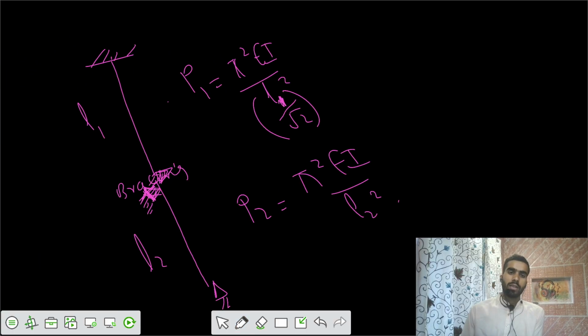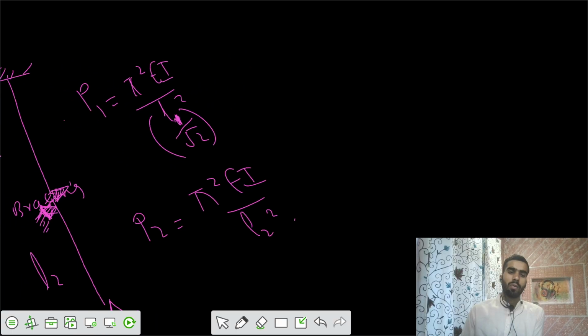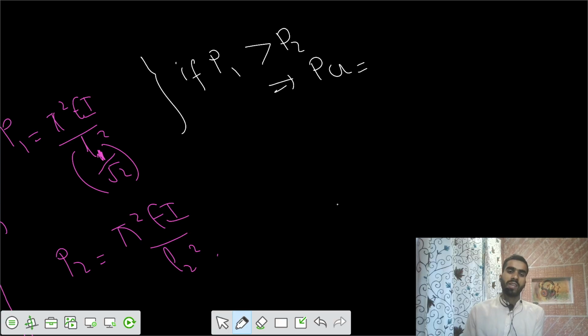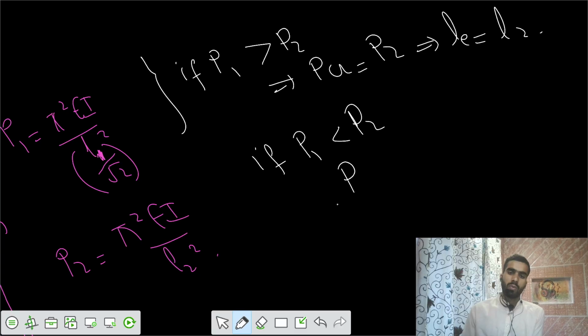Now it depends on the values of the lengths L1 and L2. Accordingly, if P1 is greater than P2, which one would be critical? P2 would be critical. That means the overall effective length of the structure would be L2. And if P1 was lesser than P2, that means critical would have been P1. And at that rate, you have to take an effective length of L by root 2.